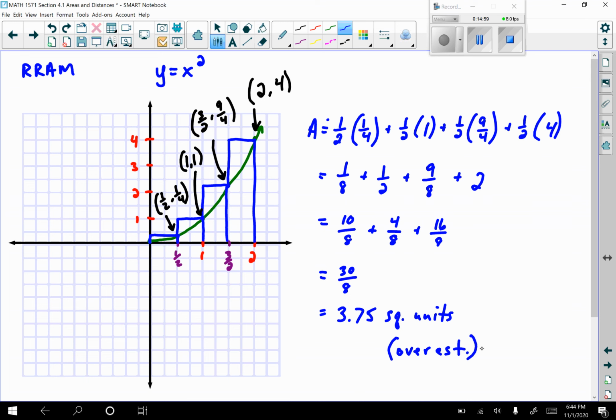Now, because these rectangles sat above, this is an overestimate. Not that close to the LRAM. We got 1.75 square units for that. Now we're a little too over at 3.75. So somewhere in between 1.75 and 3.75 is going to be the exact.